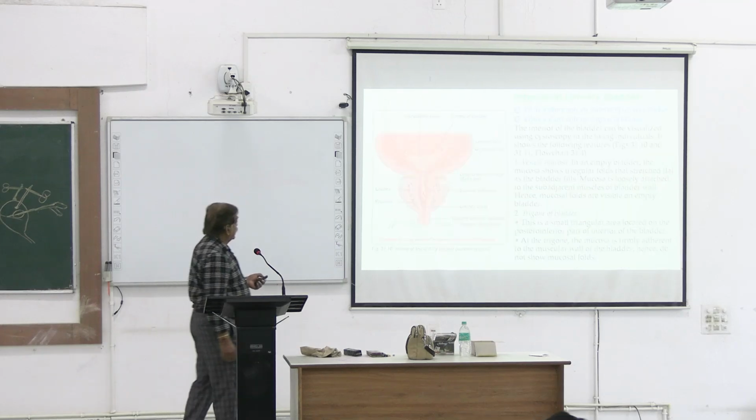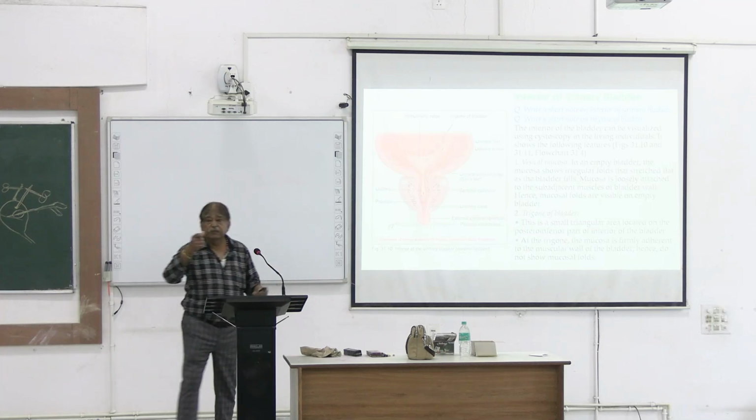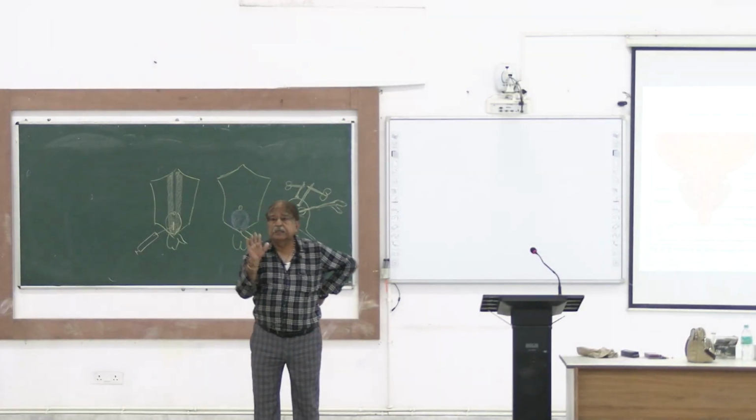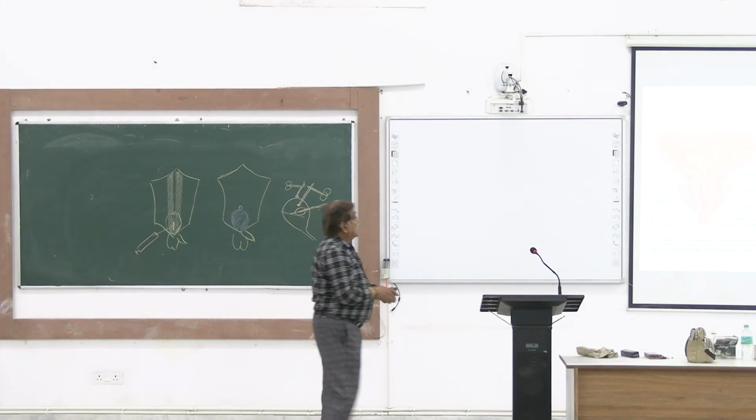The inner surface of the bladder: interureteric ridge. This is the ureteric orifice, the ureteric fold. This can be viewed with a cystoscope. It will be clearly seen. You can view it.